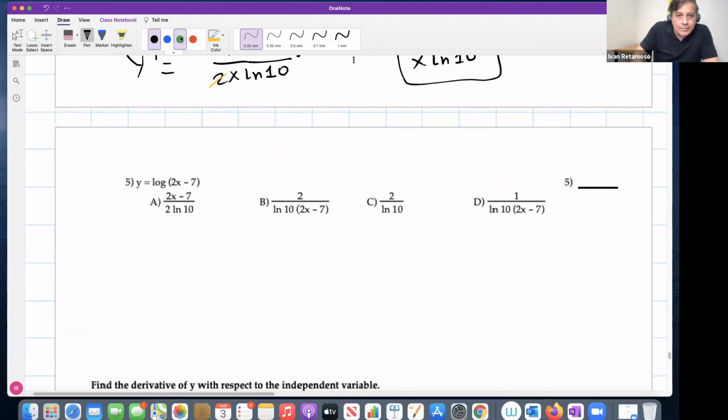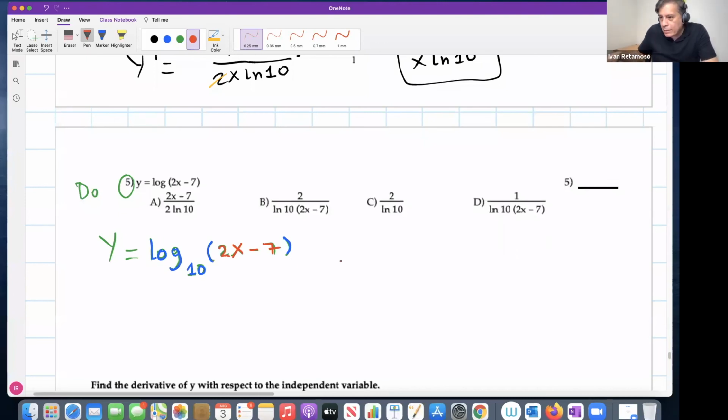Now this is another form. Can you try this now? Number 5: y equals log, no base, professor, well, that means base 10, of 2x minus 7. Try this. Hint, this should be your outside function, and this should be your inside function, 2x minus 7. It's not difficult to give it a shot. Number 5.